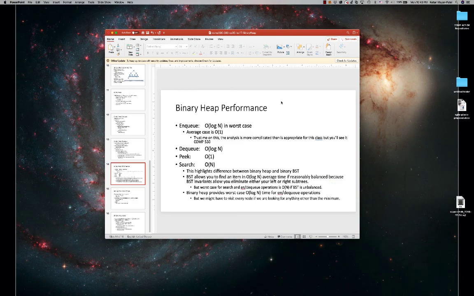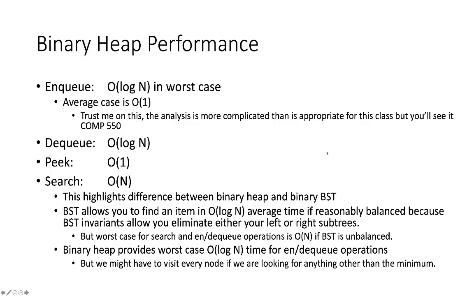Okay, so how well does a binary heap work? Well, to enqueue an item into a binary heap is order log n in the worst case. And the reason why is because the number of swaps you'll have to make is related to the height of the corresponding tree that heap represents, right? And so just like a binary min tree, a binary heap has order log n enqueue worst case performance.